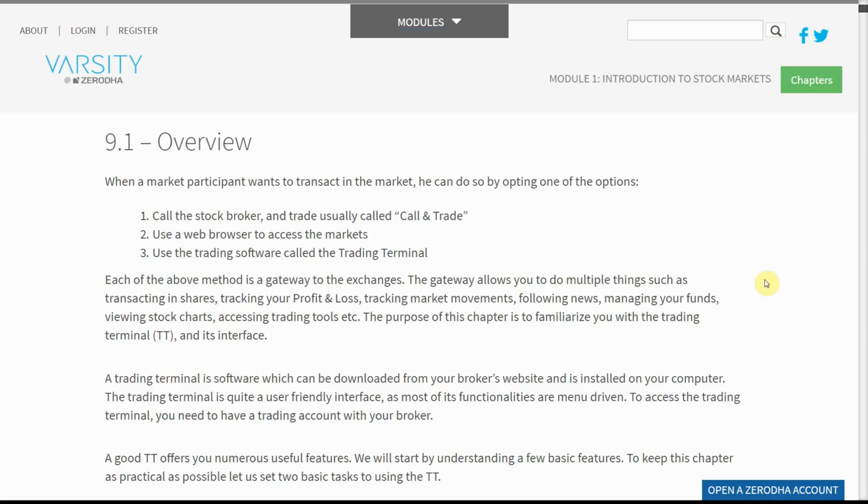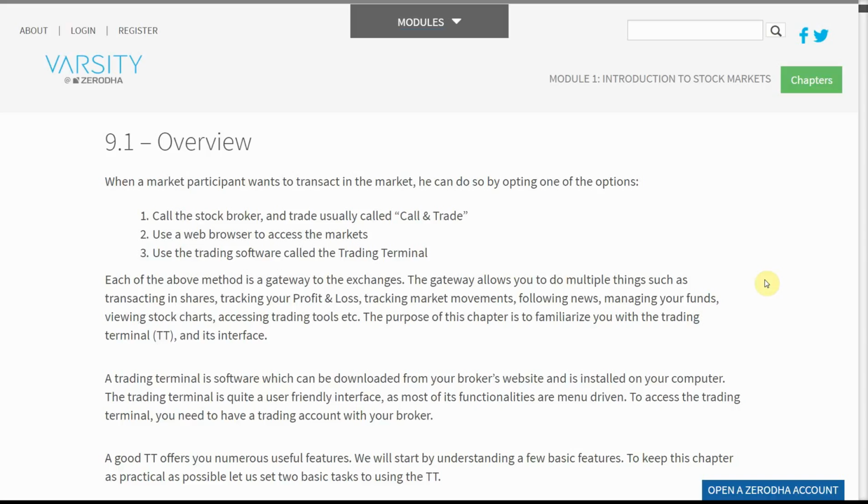A trading terminal is software which can be downloaded from your broker's website and installed on your computer. The trading terminal is quite a user-friendly interface, as most of its functionalities are menu-driven. To access the trading terminal, you need to have a trading account with your broker. A good TT offers you numerous useful features. We will start by understanding a few basic features.